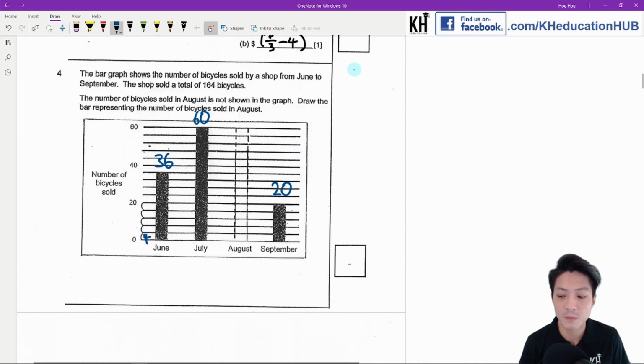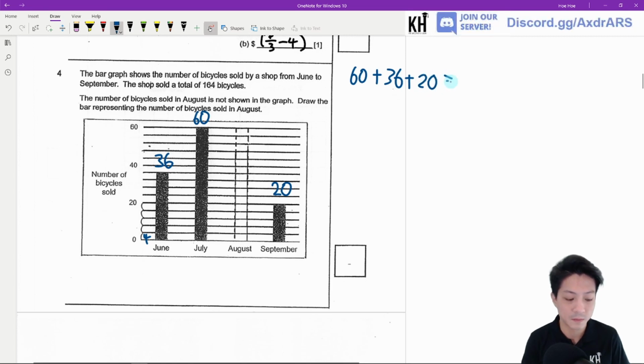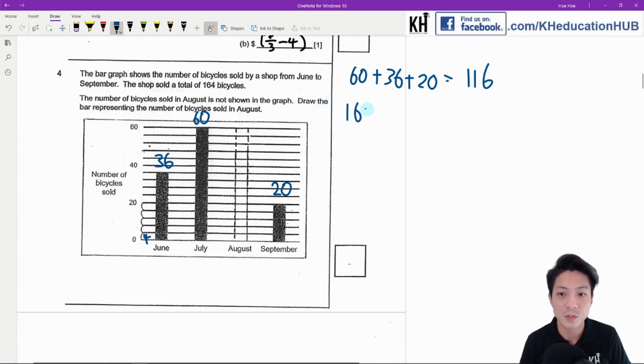So I'm gonna add them all together first. 60 plus 36 plus 20 is $116, and then after that I'm gonna use 164 minus 116.